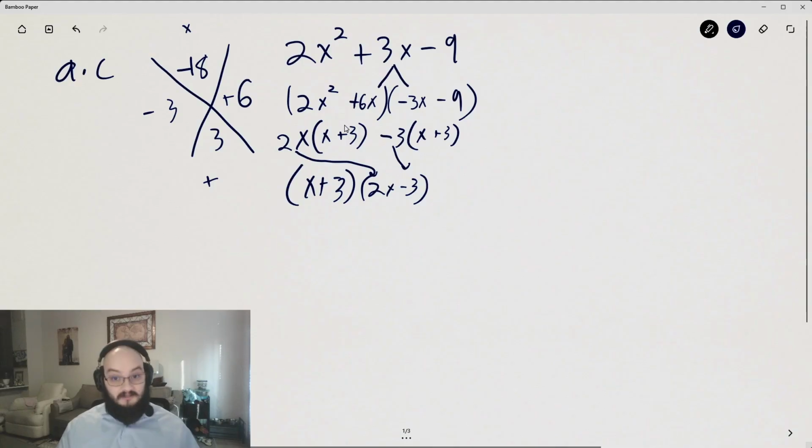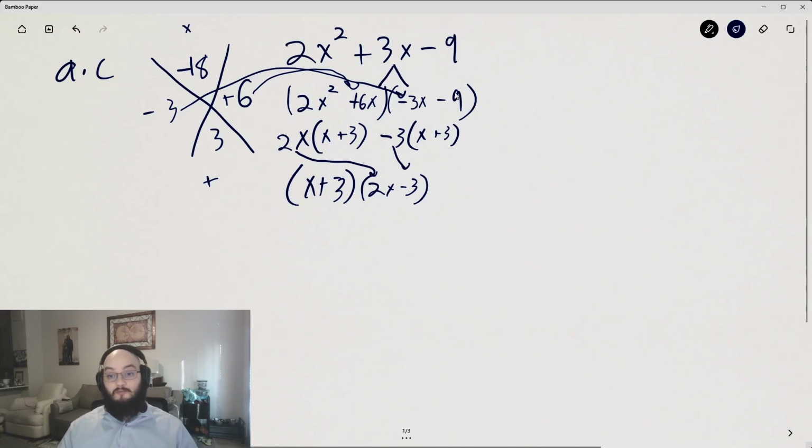So the process, let's run through it one more time, is you're going to multiply a times c. 2 times negative 9 gives us negative 18. And we need two numbers that multiply to make negative 18, but add together to make a positive 3. We got negative 3 and positive 6. We then took those and split the 3x in the middle into positive 6x, that's where this positive 6 went, and negative 3x, that's where this negative 3 went.